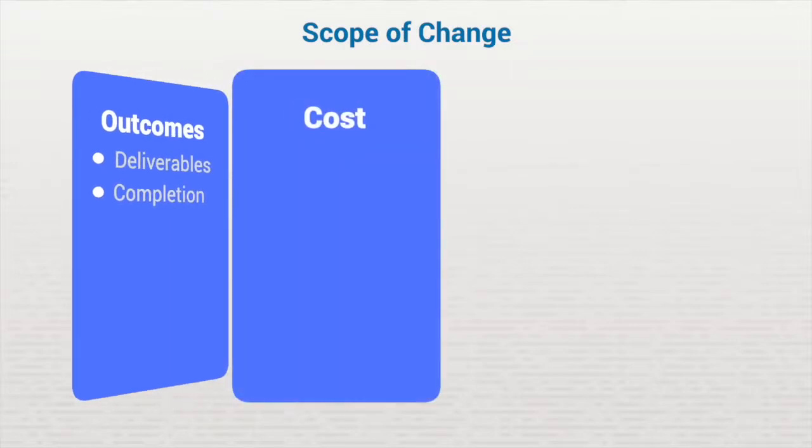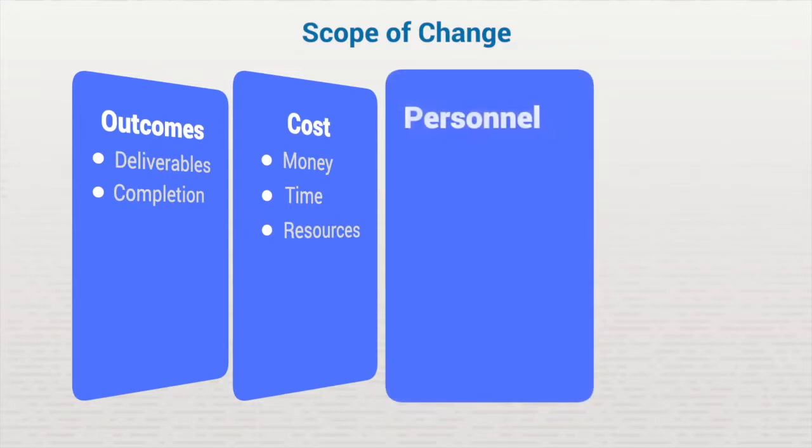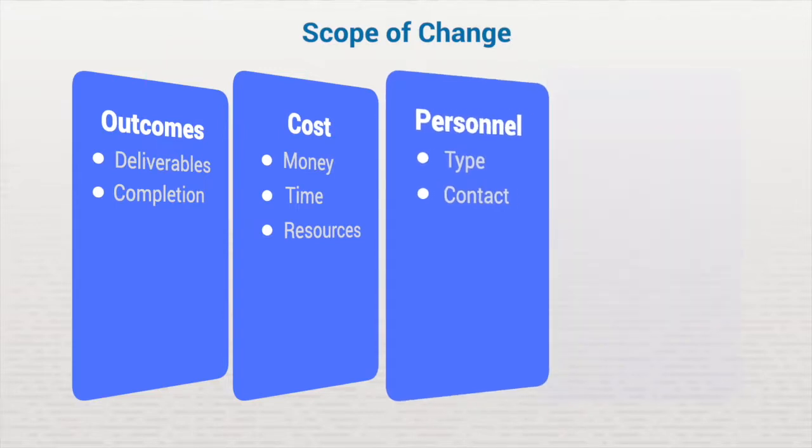The board will also obviously want to know how much this is all going to cost, whether in money, time, or resources. You'll want to consider which personnel you'll need to implement the change. Will you need developers, technicians, or administrative staff? Be sure to include the contact information for a point person who can serve as the change board's primary contact for the project, if it's approved.